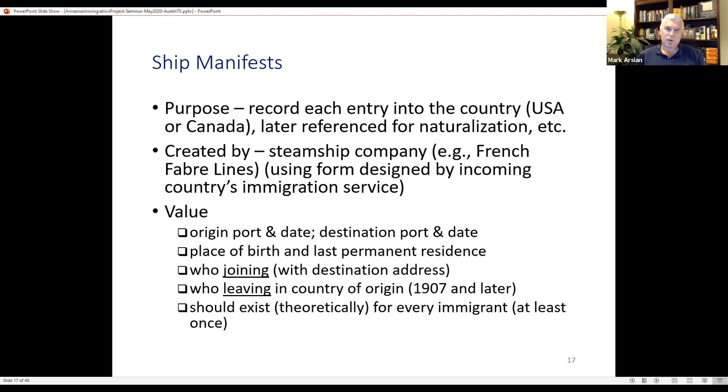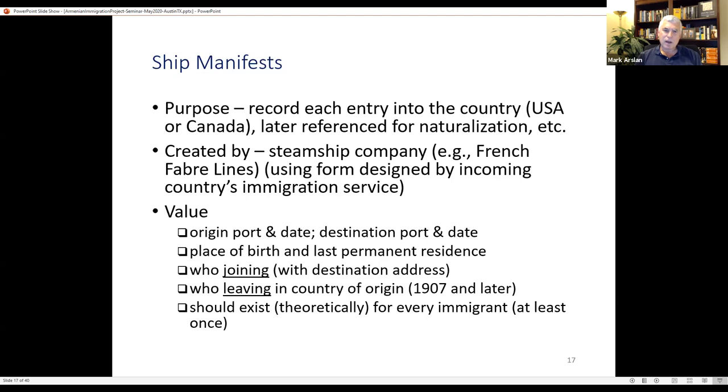Okay, so where was this thing created? It was designed by the U.S. Immigration Service, but it was filled out by the steamship company. So let's say a lot of Armenians came from the French Atlantic ports like Le Havre, Boulogne, some of those. And the steamship companies, when they sold the tickets for people to come over, filled out this form using the information that the people provided when they purchased these tickets. So they filled out this form, and it has a lot of great information in it.